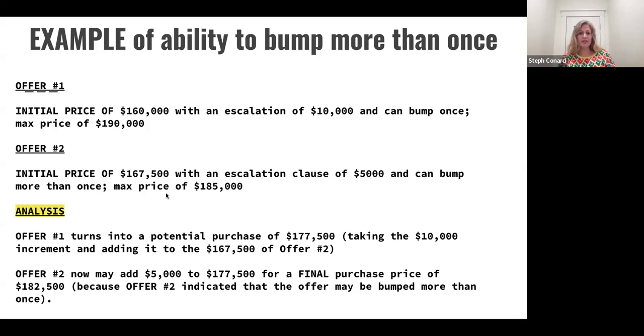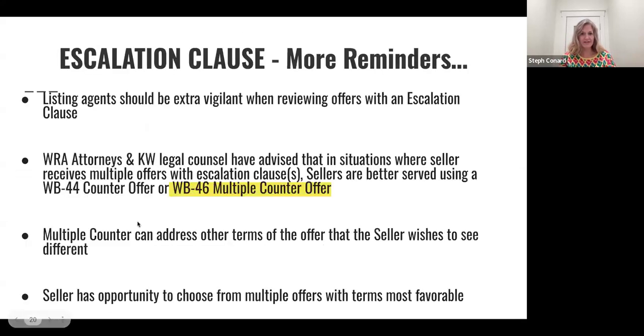It gets really confusing. That's why I love the multiple counteroffer, which we'll get into.